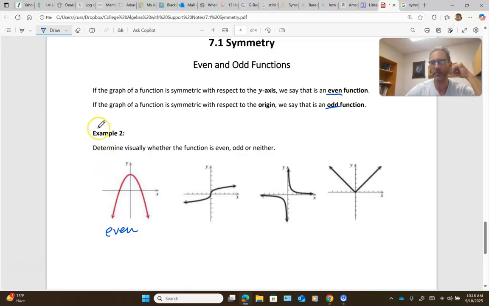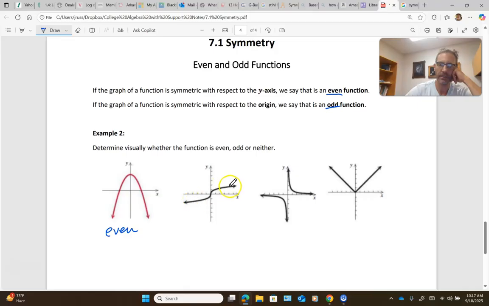Okay. That just means that if we change the sign of the x that we plug into the function, the y-coordinate is going to stay the same. What about this one here? This one.